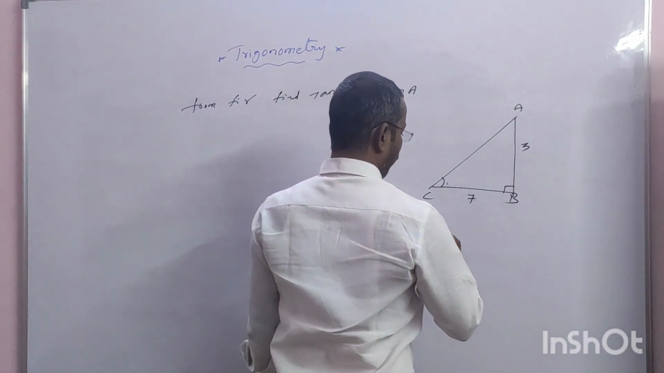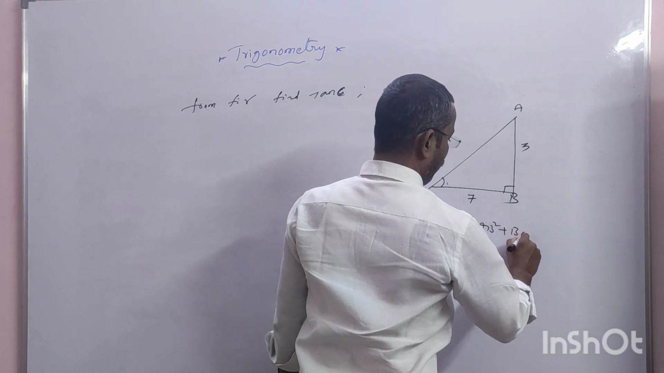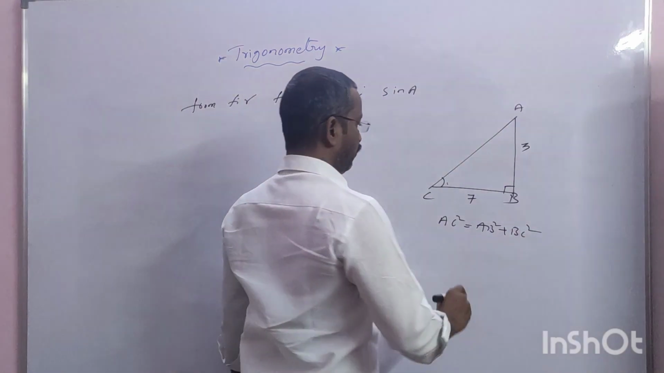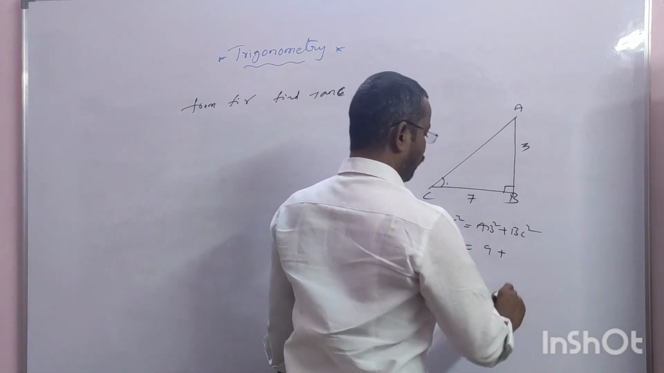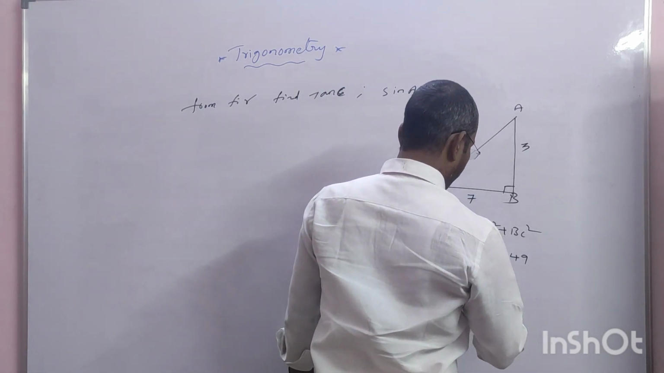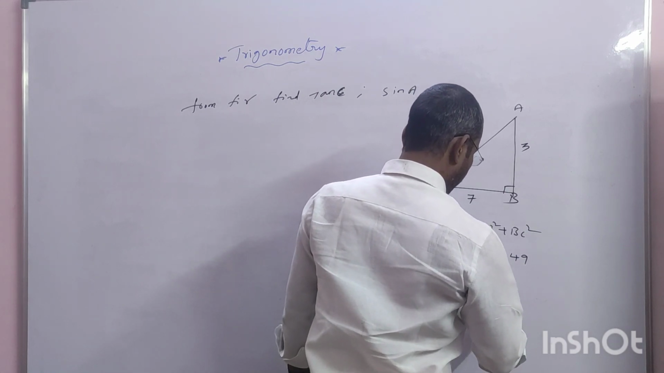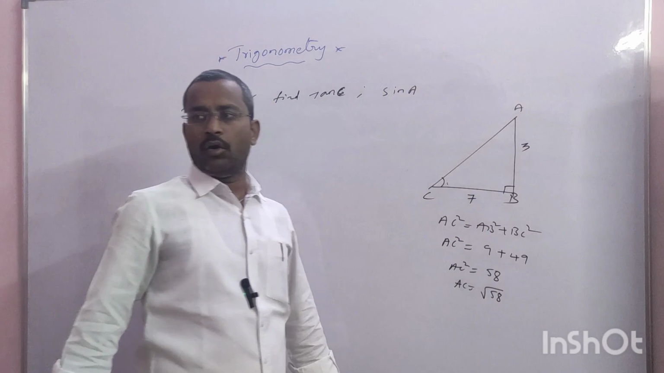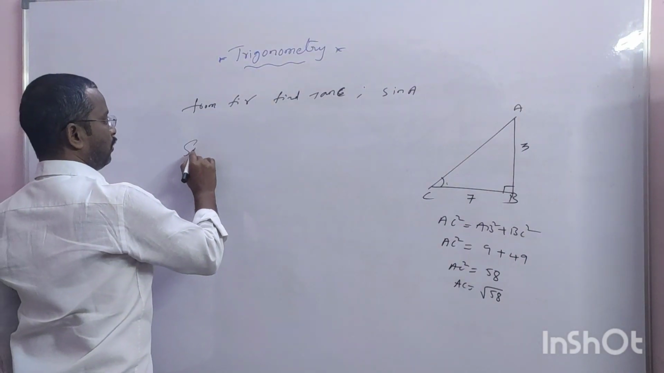Whatever is given, you need to find as usual. AC square is equal to AB square plus BC square. What is your AC square? We do not know. AB square in the sense 9. BC square how much, Nana? 49. 49 plus 9? 58. So AC is equal to how much, Nana? Root 58. 58 can't be simplified into lower terms. Now what do you want?